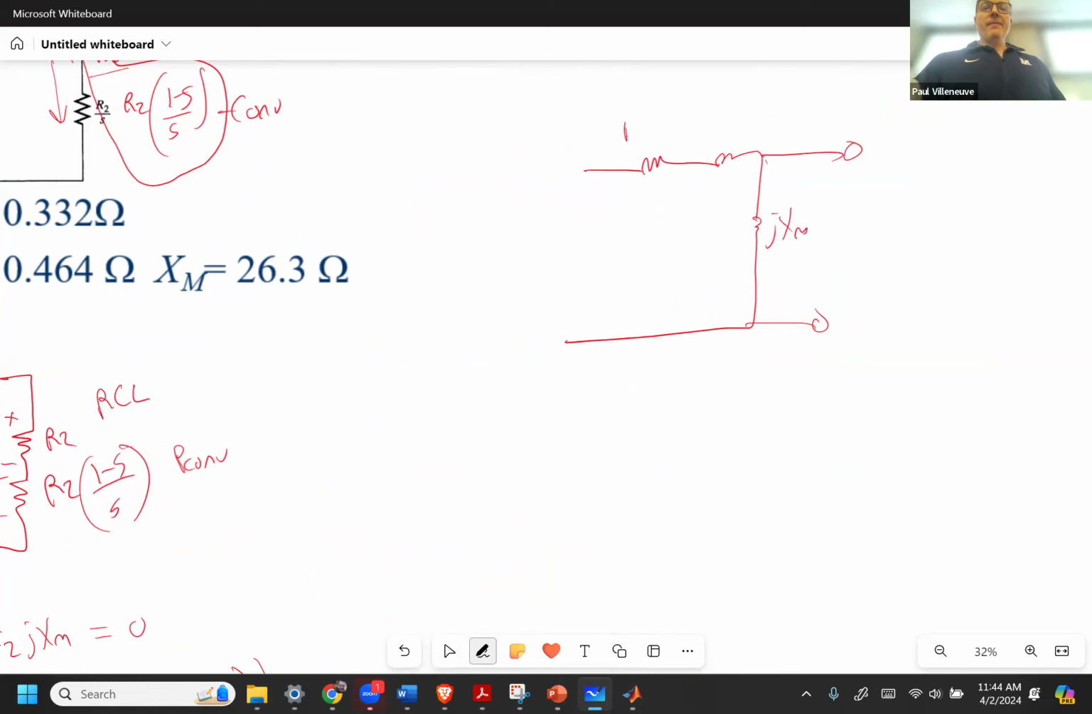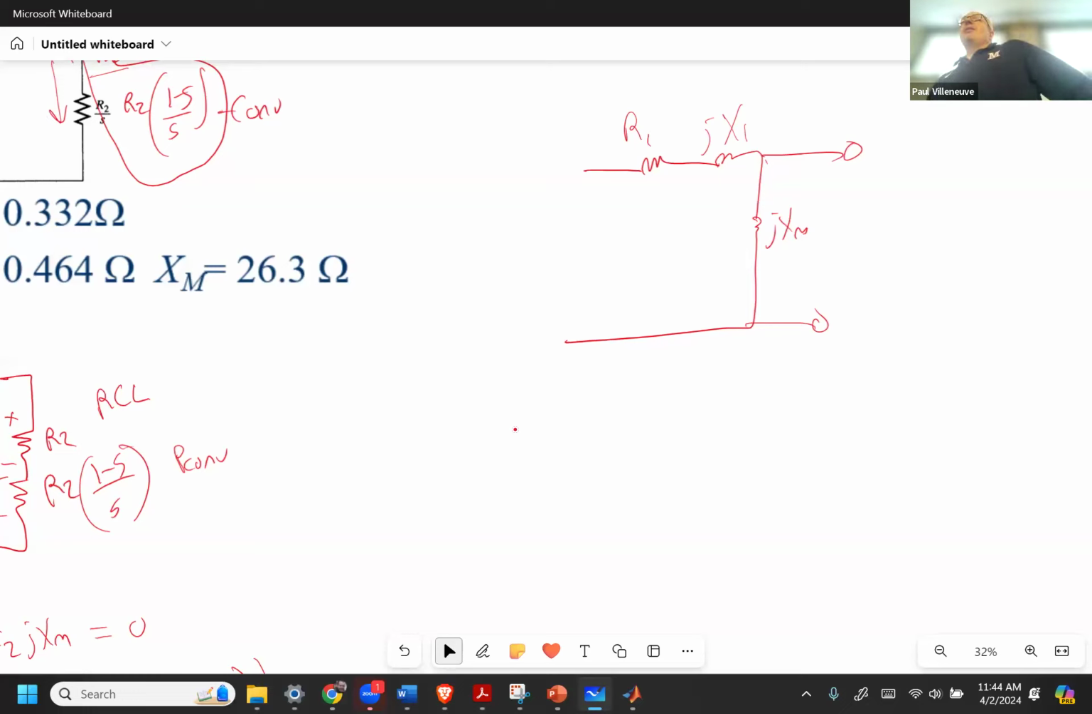JXM, R1, JX1. So is R1 plus JX1 in parallel with JXM. The cable looks like it. Is there a short circuit on there? There better not be a short circuit, because if there's a short circuit, how much voltage am I going to apply to the motor?